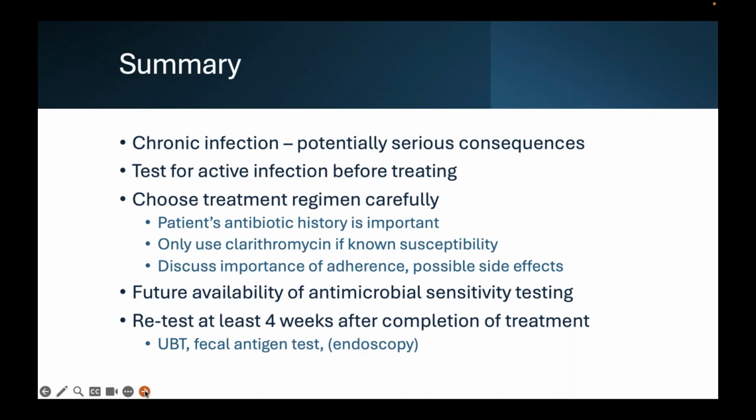And again, for about the third or fourth time during this talk, I would say that it is very important that patients should be retested at least 4 weeks after completion of treatment, and that should be with a urea breath test or a fecal antigen test, or if the patient requires endoscopy for a clinically valid reason, then this can also be done by endoscopic biopsy.